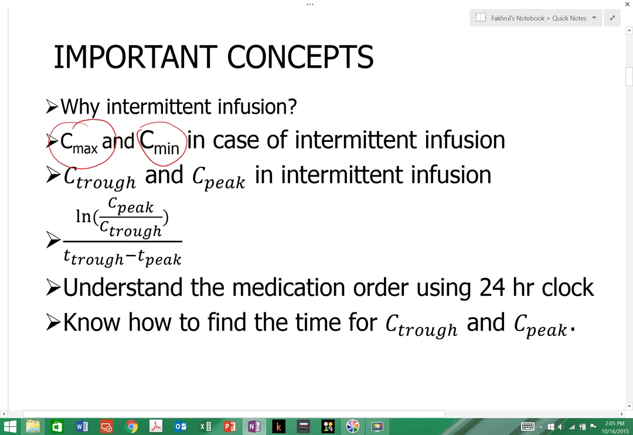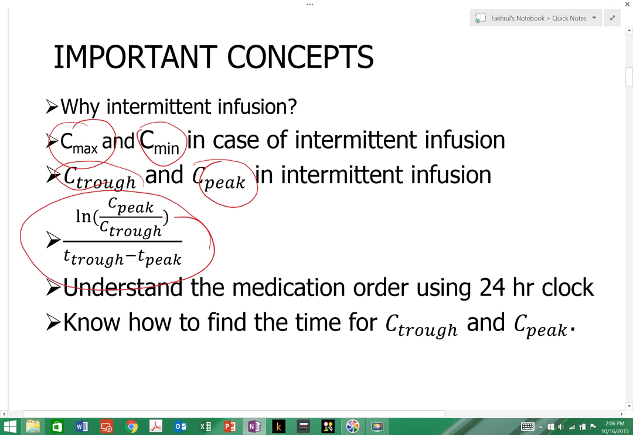And we have a new term called C trough and C peak in intermittent IV infusion. So you have to understand what is C trough and C peak, how they are different from Cmax and Cmin. And this is the equation. This is the same equation for first order. And this is a very easy equation.